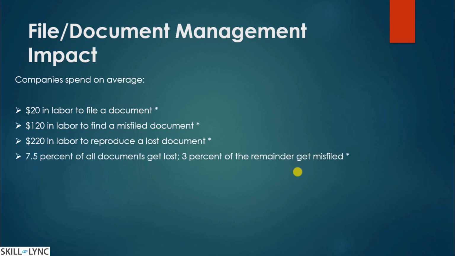Another way of saying this is, out of 100 documents that you produce, nearly 7.5% get lost or misfiled. So it means that for 100 documents, close to 8 documents get lost and 3 of the remainder get misfiled. You see, this is not a typical scenario that you would like to place yourself in. You might be the originator of the file or the person responsible for that file, and you would not like to be answerable for those misfiled or lost documents.